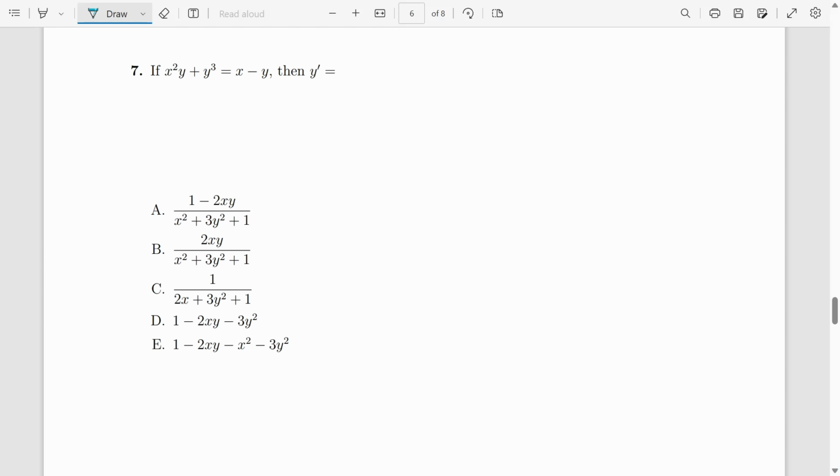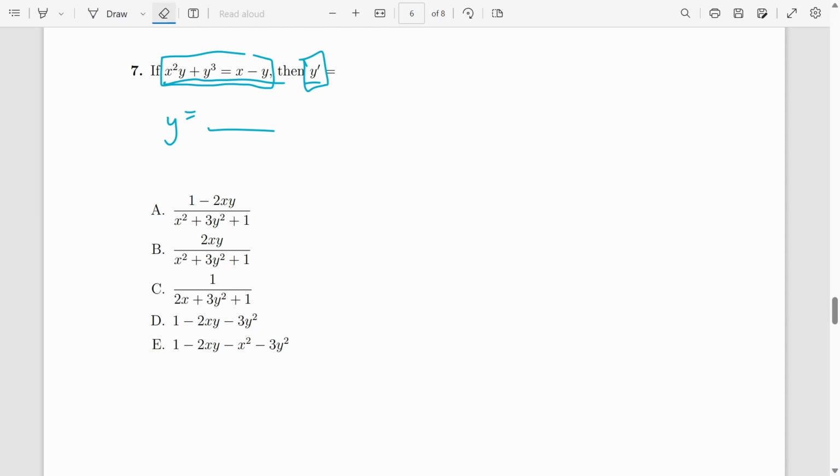All right, question 7. If we have this equation here, what is y prime? All right, this is a classic implicit differentiation problem. So we're asked to find y prime, and you think, okay, first thing we should probably do is get this equation into a form where it's y equals, where you have y on one side and x terms on the right, and then take the derivative.